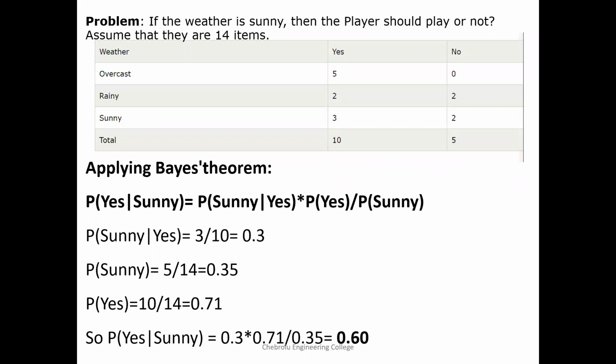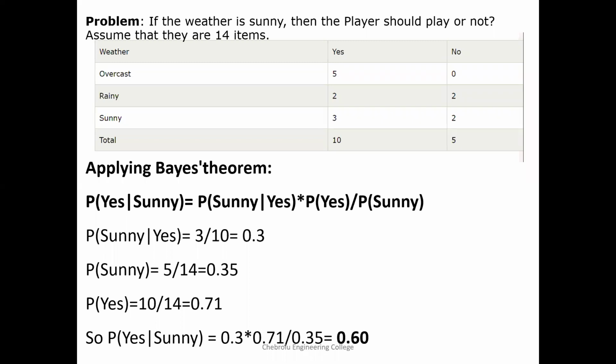Now, let us take a small example. If weather is sunny, then should the player play or not? How do we estimate this? Assume that there are 14 items. Because of the space, I have placed only 3 parts of this. Weather: yes, no. Overcast, 5, 0. Rainy, 2, 2. Sunny, 3, 2. And total: 5 plus 2 plus 3, 10, and here 2 plus 2 plus 1, 5.